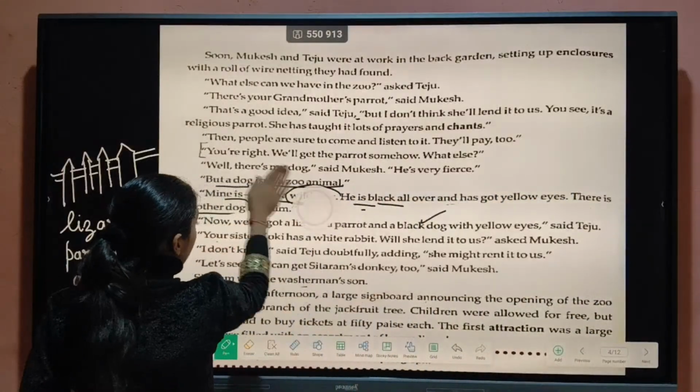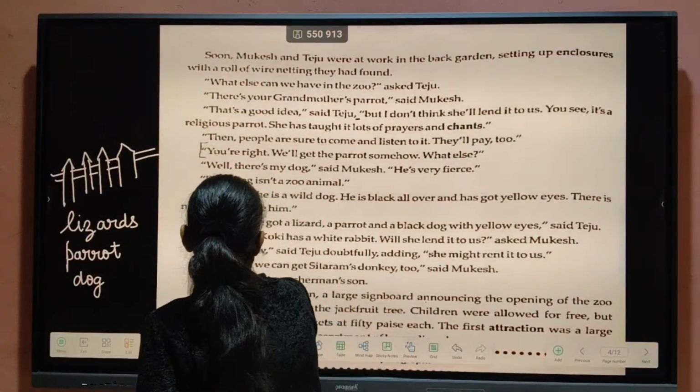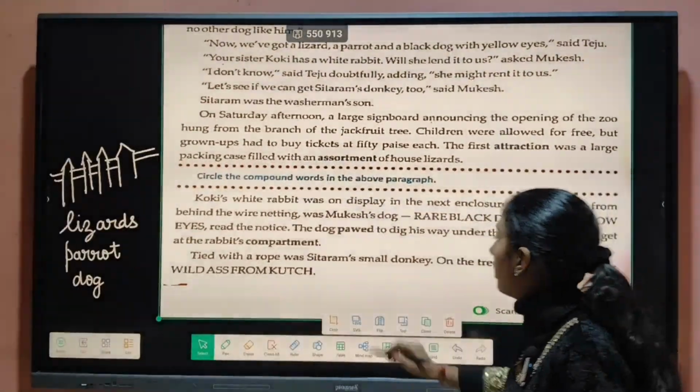So on Saturday afternoon, what happened? On Saturday afternoon, a large signboard announcing the opening of the zoo.